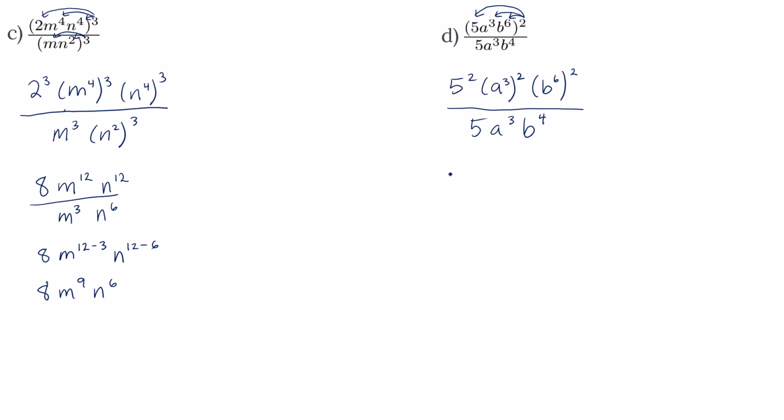So I'm going to simplify the top. 5 to the 2 is 25. A, 3 times 2 is 6. B, 6 times 2 is 12. That's over 5 a^3 b^4. And now let's go ahead and simplify the top and the bottom together. So 25 divided by 5 is 5. Then we have a, 6 minus 3, b, 12 minus 4. So 5a^3 b^8.